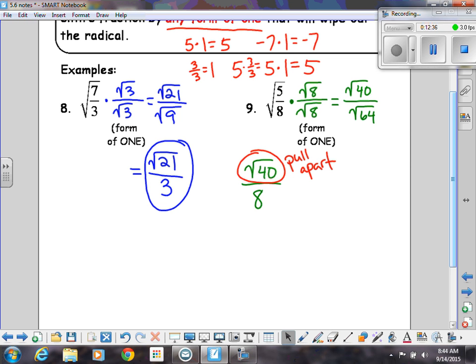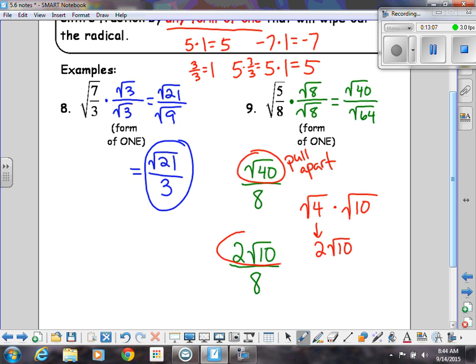So I need to think what two numbers multiply to give me 40, and one of them has to be on my square root list. So I'm thinking 4 times 10, because 4 is on my square root list. So this is going to become 2. Square root of 10 stays square root of 10. So now instead of square root of 40 in the numerator, I'm going to have 2 root 10, and in my denominator we still have 8. So this part got replaced with that pulled apart version.